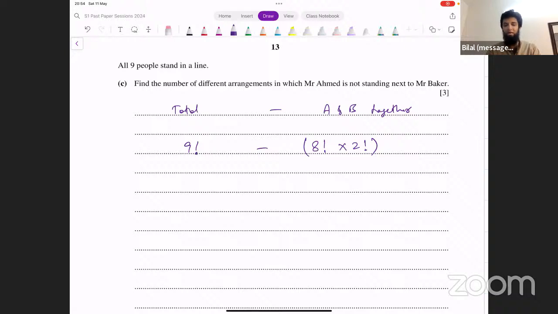You would have 9 boxes initially. Merge 2 of them, you get 8 boxes. In one big box, you are putting A and B together. So that's 8 factorial into 2 factorial for A and B switching places. And that should give you the result. You can see what that is. 9 factorial minus 8 factorial into 2 factorial. Okay, so that is 282,240. That's the result that we get from this.